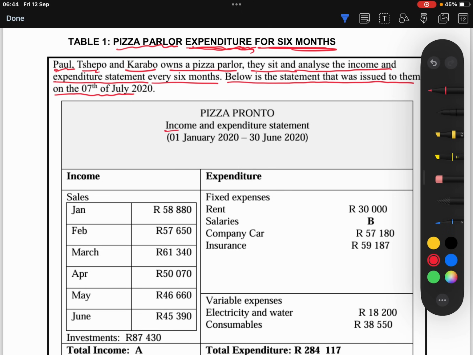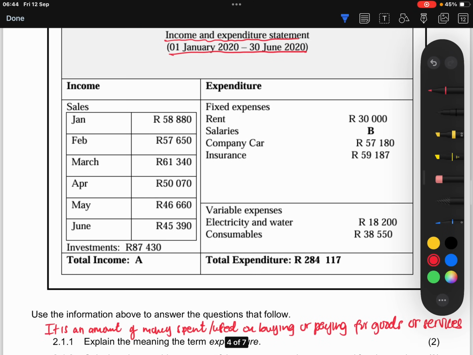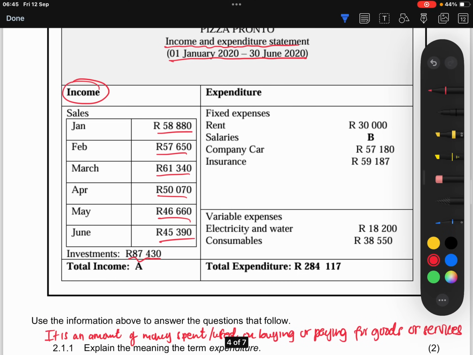This income expenditure statement is for 6 months, from the 1st of January to the 30th. On the 7th of July, they received the statement and they sit down and analyze it. They found that in January, this is the income, February income, and so forth for the 6 months. It's income for each month. Then this is the investment that they received. After they invest, this is the money that they got.